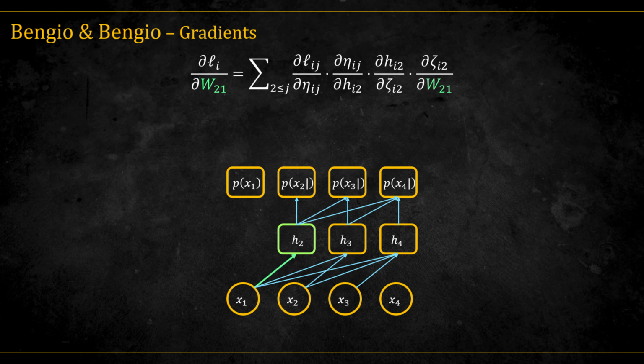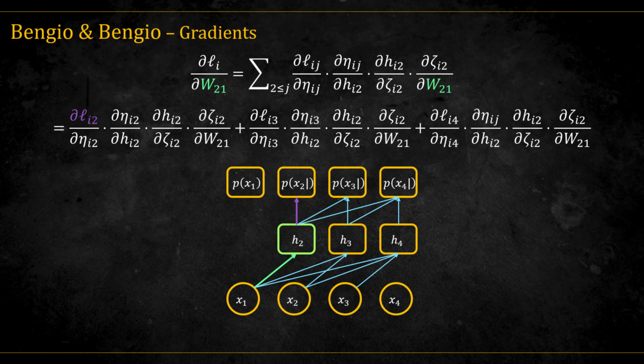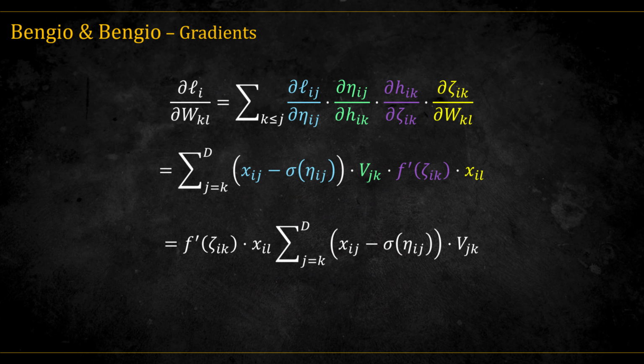It's equal to this sum. This path corresponds to this conditional, this to this conditional, and this to this conditional. I hope this makes it clear why we had to include the sum. The gradient itself is fairly straightforward. The sum is over all j from k to d.